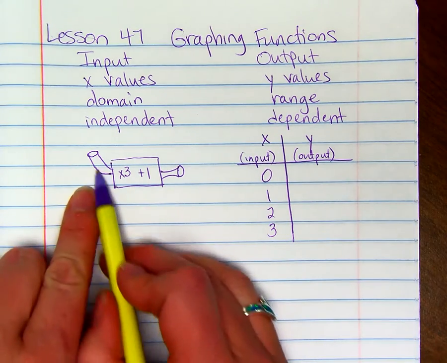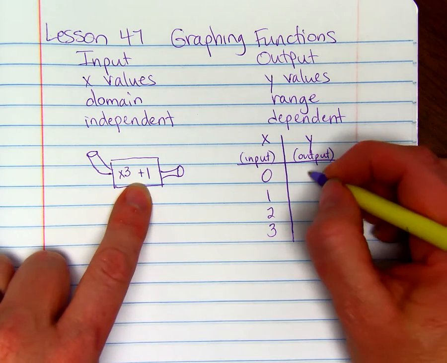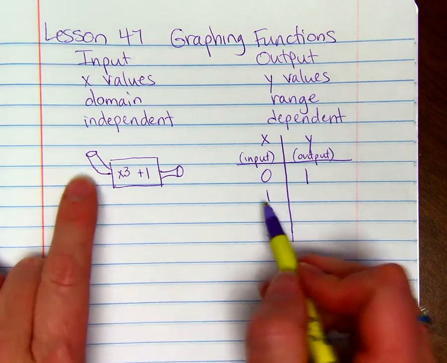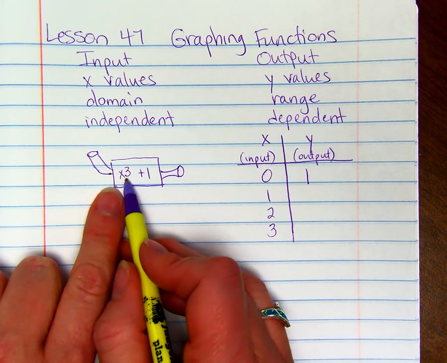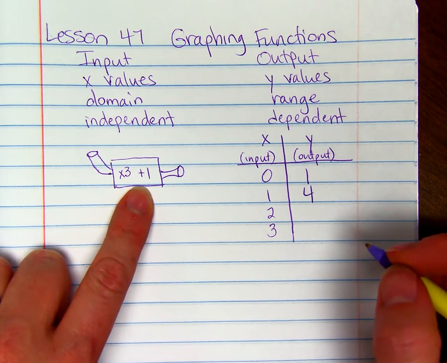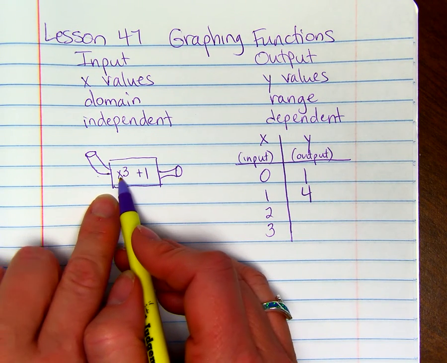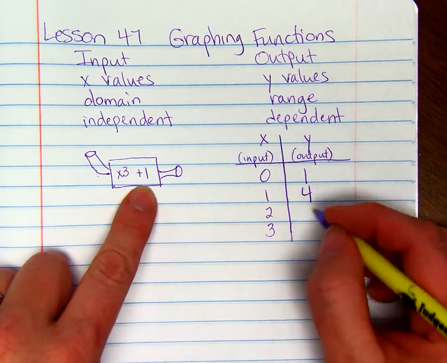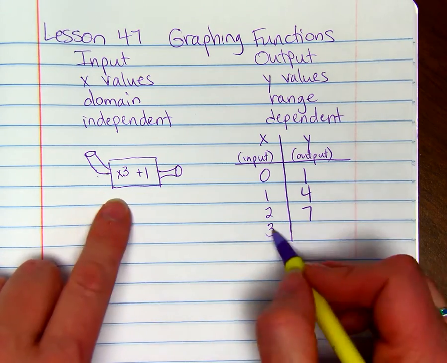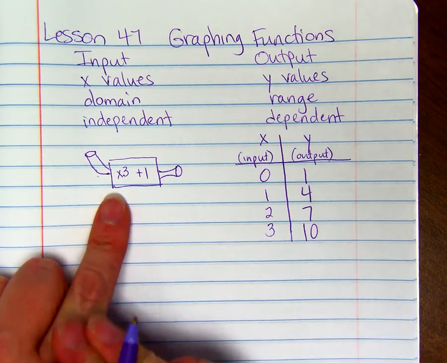So we put in a 0, we're going to times it by 3, and we get 0 and add 1, and our output would be 1. If we put in a 1, we times it by 3, we get 3, then we add 1 and we come out with a 4. A 2, we input a 2, times it by 3, we get 6 and add 1, output is 7. And we put in a 3, times 3 is 9, plus 1 is 10.